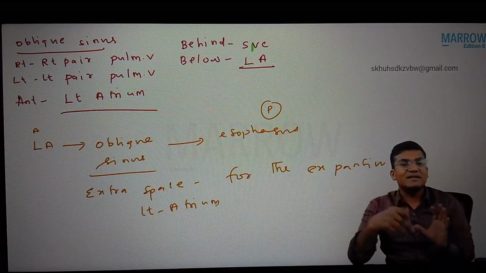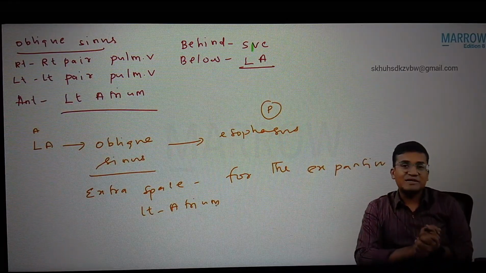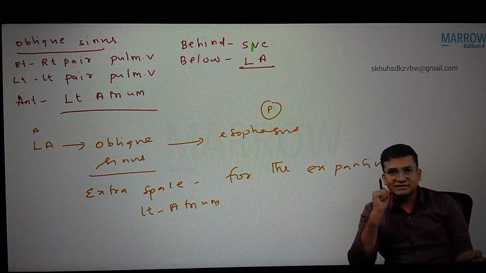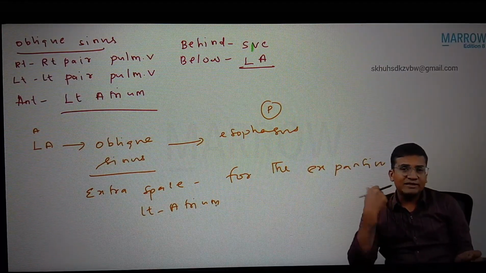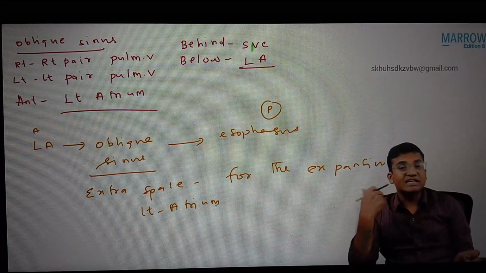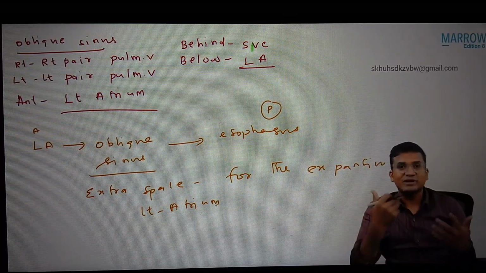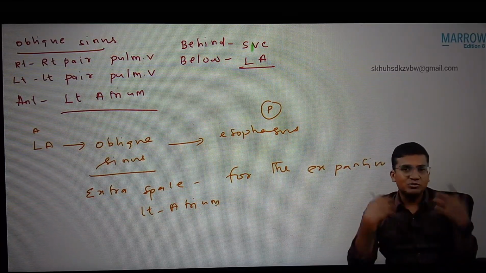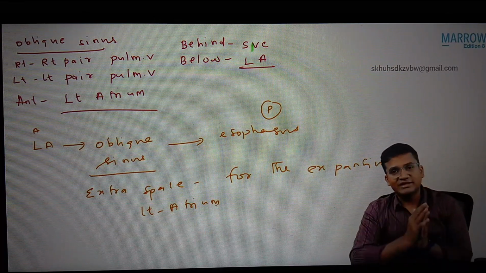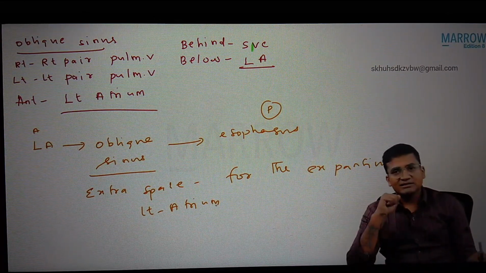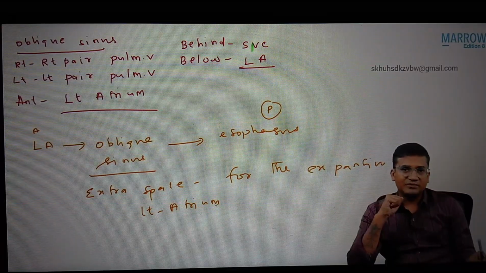Okay, so the oblique sinus gives some extra space for the expansion of the left atrium. Imagine if you didn't have the oblique sinus. The left atrium expansion would compress the esophagus, which in turn would result in dysphagia. Yes, that is why we have the oblique sinus. So, the oblique sinus gives extra space for the expansion of the left atrium. That's all about the pericardium and the sinus of pericardium.